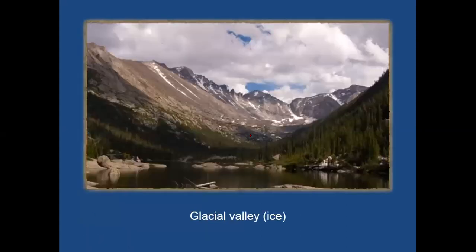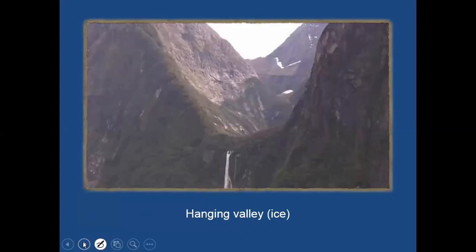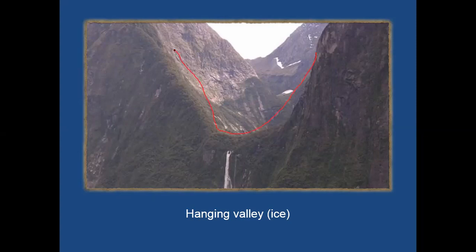This is just another example of that glacial valley. You notice the U shape here. And then this is a hanging valley where basically a steeper slope runs into this glaciated slope here, and so we get a U valley that's higher up.